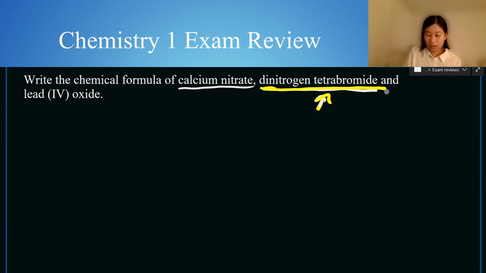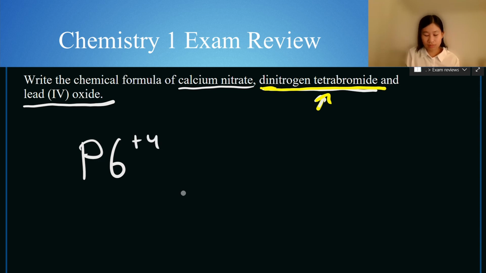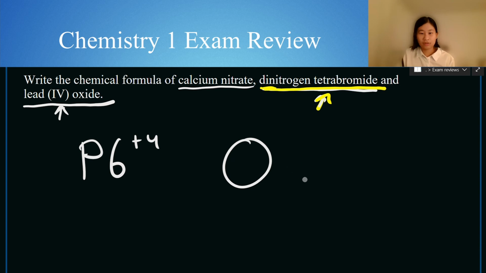Let's do our final one. We have lead 4 oxide. Lead is Pb, and they're telling us that it has a +4 charge, +4 from this Roman numeral. Oxide just indicates oxygen. Now, oxygen, if you look on the periodic table, has a -2 charge.